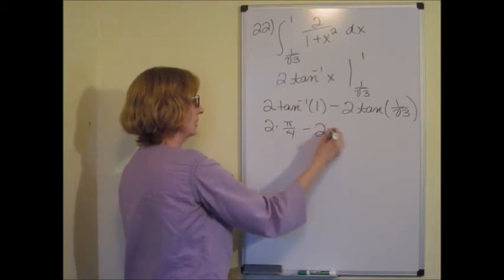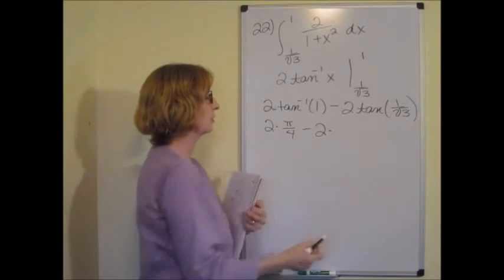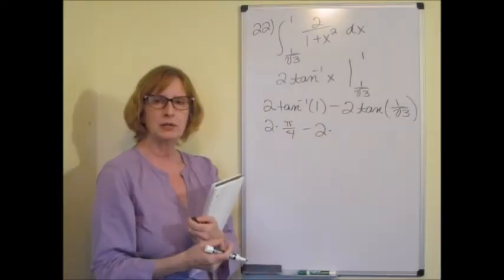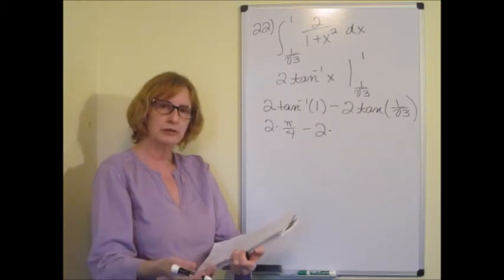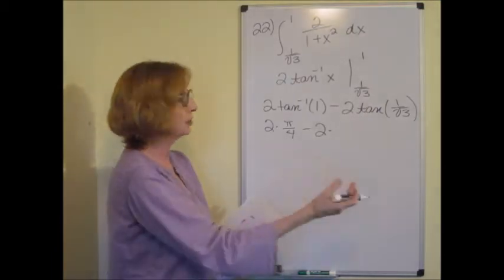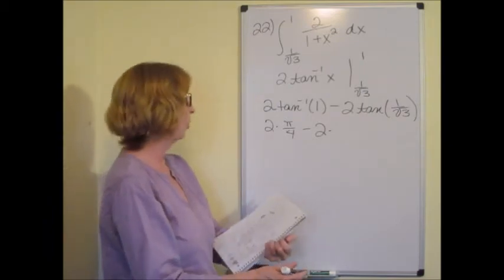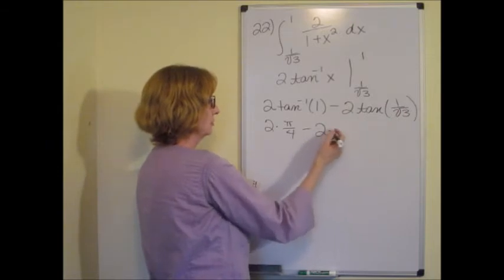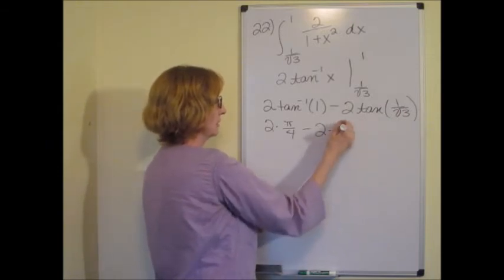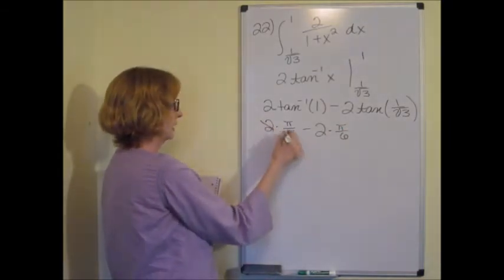minus 2 times, and what angle has a tangent of 1 over square root of 3? Well, that one is going to be pi over 6, because the ordered pair is root 3 over 2, 1/2. And so when you find that tangent, the y over the x, that's when you're going to get 1 over root 3 or root 3 over 3. So 2 times this one is going to be pi over 6. And let's see what we've got. We can cancel a little bit.